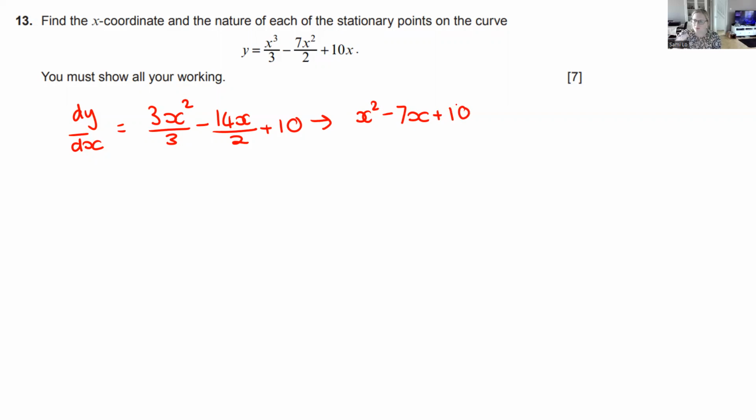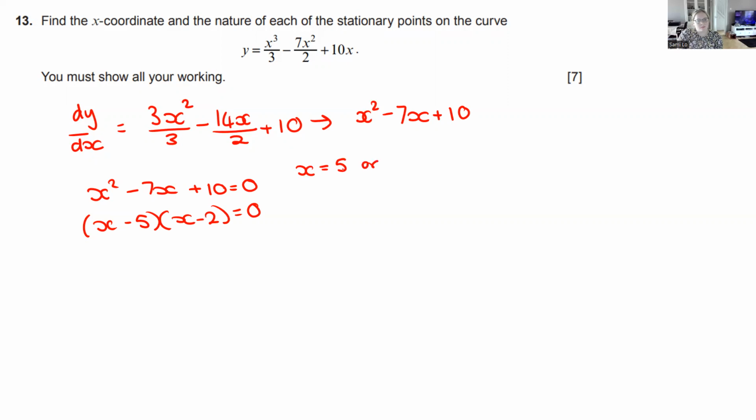Now we want to find out the points where it crosses the x-axis, and when it crosses the x-axis, y actually equals 0. So essentially, we're going to say x squared minus 7x plus 10 equals 0. Now, if you don't know that already, just keep that in mind every time you do one of these questions. So x minus 5, x minus 2 would be the factors, which means that x is equal to 5 or 2.